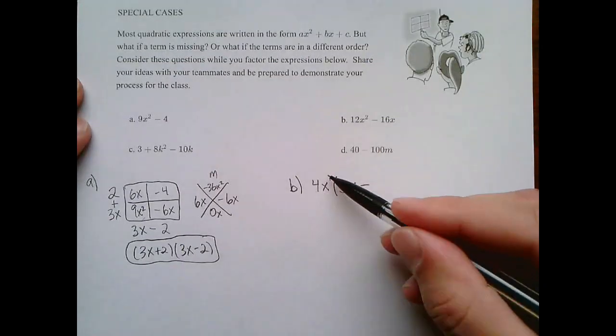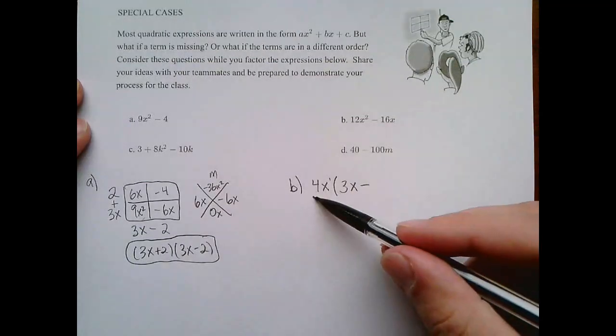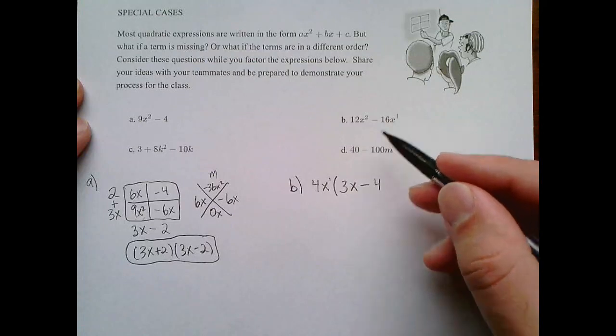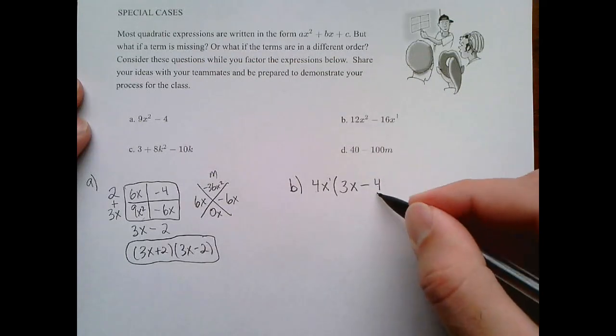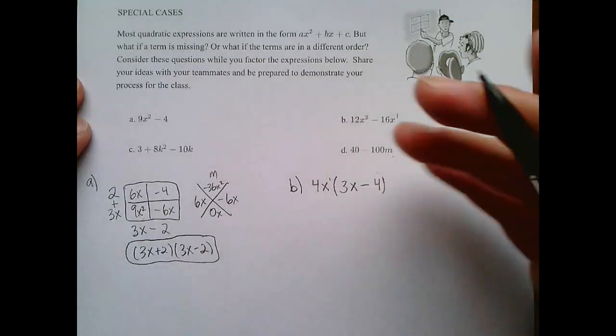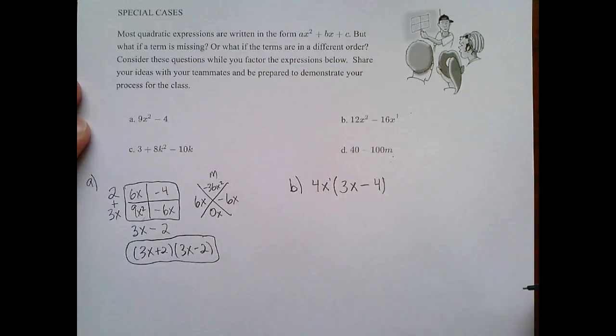Now I'm thinking to myself, 4x times something should give me 16x. So what times 4 will give me 16? It would be 4. Here I have x to the first, and I already pulled out an x to the first, which means this term doesn't need any more x's. So in that case, I can close the parentheses. I would have something like this, 4x times 3x minus 4.